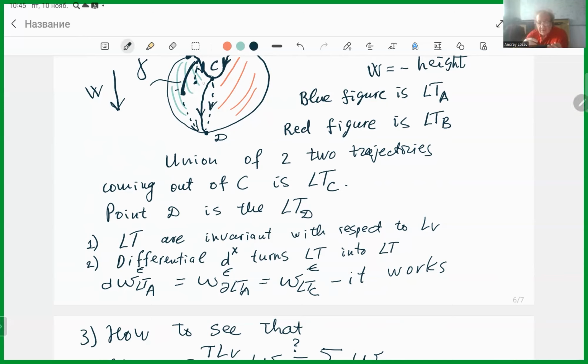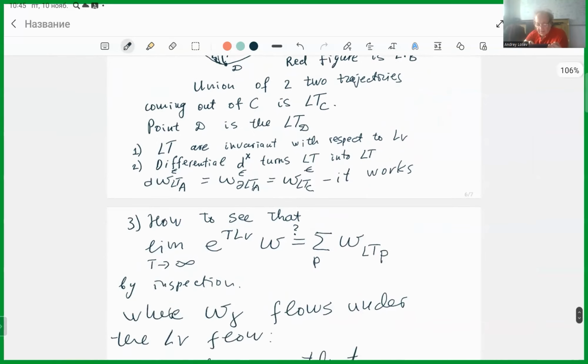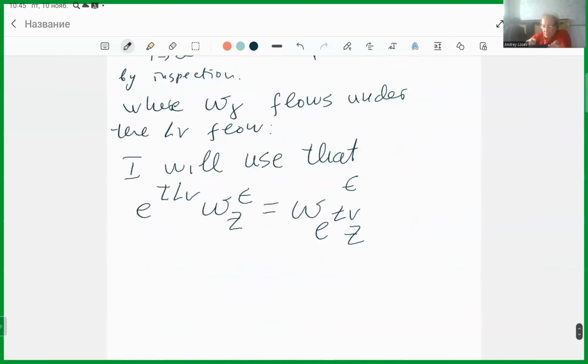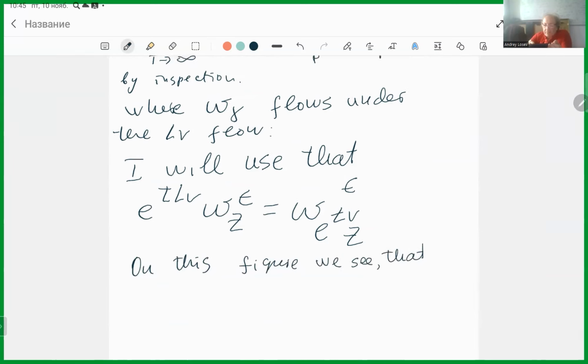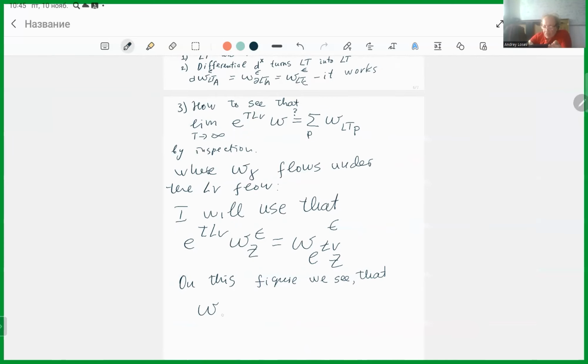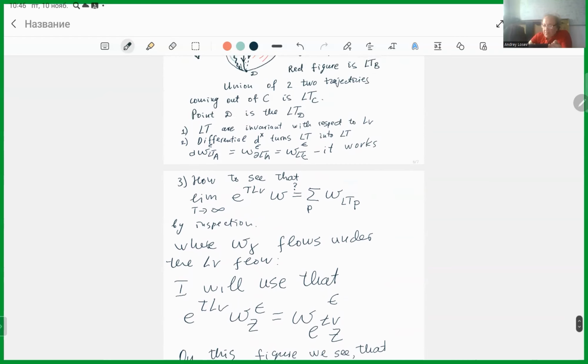So it goes to the opposite side. So this point moves here, while the opposite point moves to the same point D. The middle point moves to C. So on this figure, we see that omega of gamma flows to omega LTC.